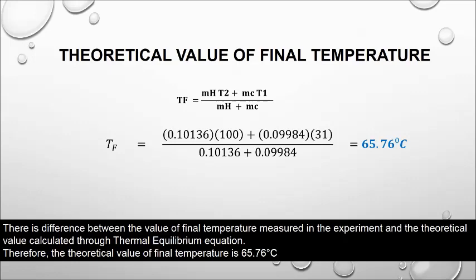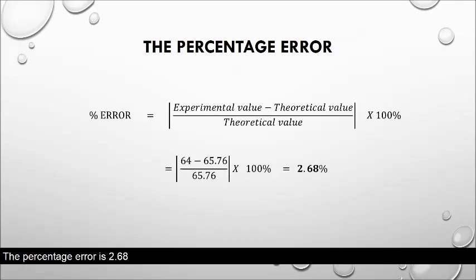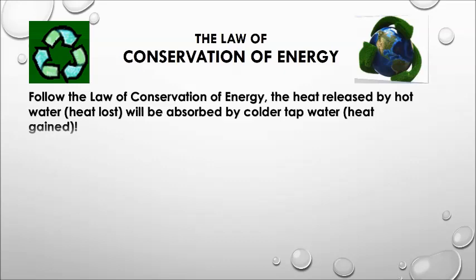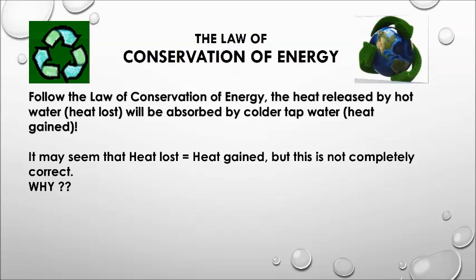Therefore, the theoretical value of final temperature is 65.76 degrees Celsius. The percentage error is 2.68. Following the law of conservation of energy, the heat released by the hot water, the heat loss, will be absorbed by the colder tap water, the heat gain.